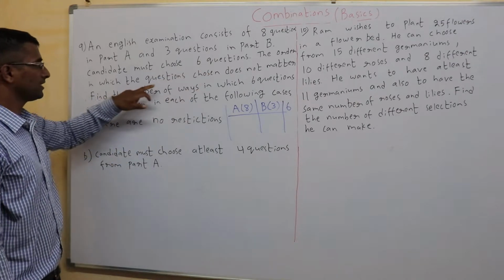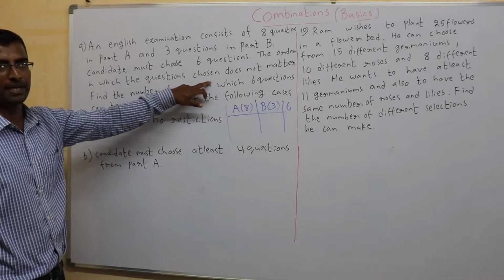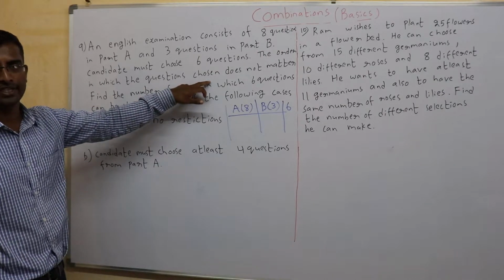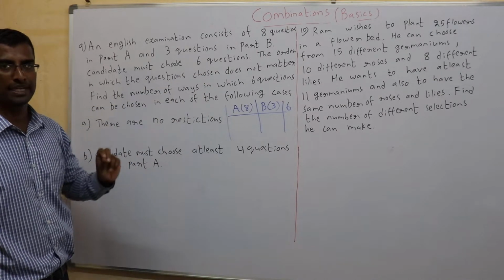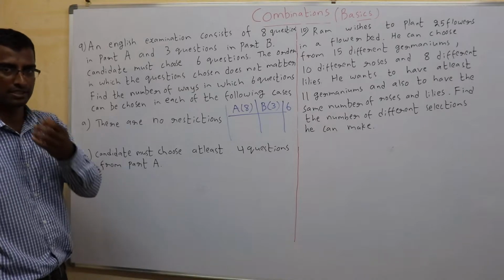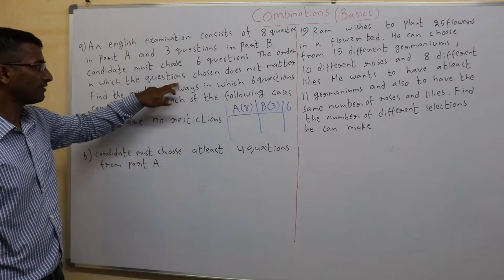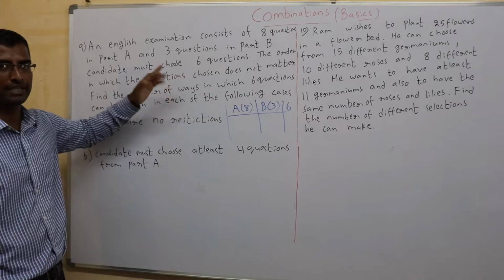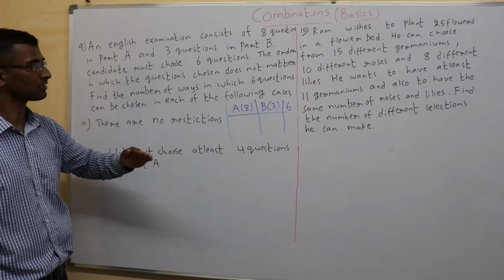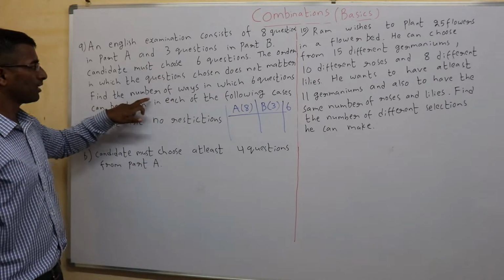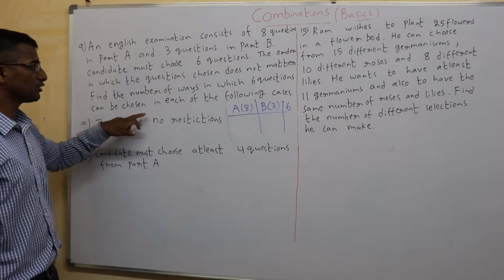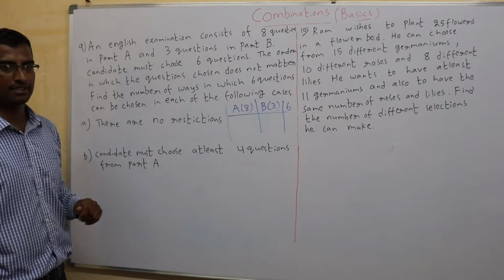The order in which the questions are chosen does not matter. This statement tells you that it comes under combinations, not arrangements, because if the order does not matter, it has to be combinations. Find the number of ways in which 6 questions can be chosen in each of the following cases.